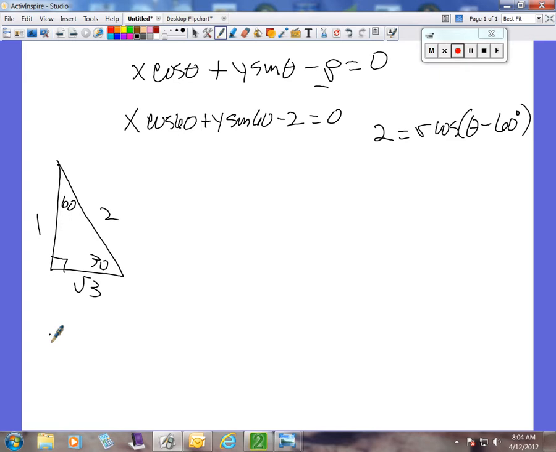What's the sine or cosine of 60? 1/2, isn't it? Here's 60. Isn't 1 adjacent over hypotenuse? So this would be 1/2 x, right? Cosine of 60. Now, what's the sine of 60 going to be? Square root of 3 over 2. Opposite over hypotenuse for sine.